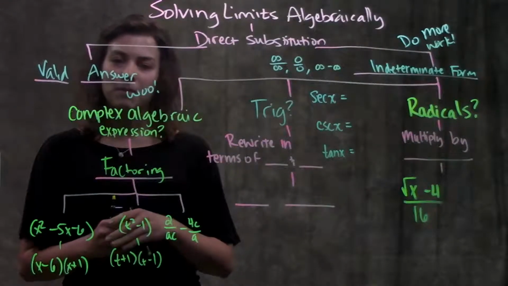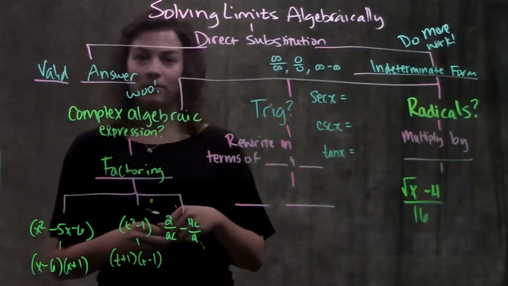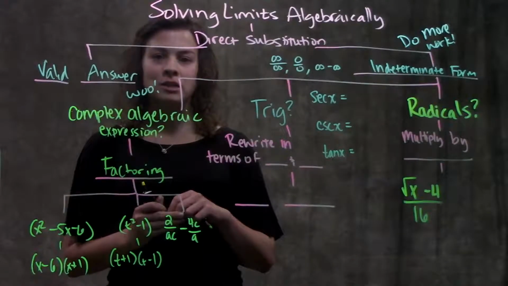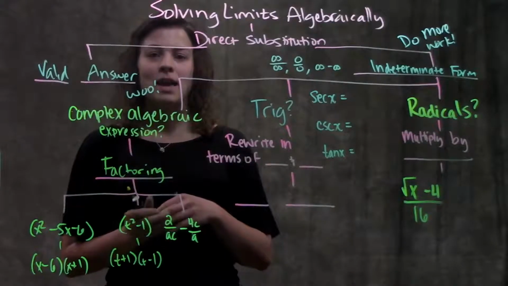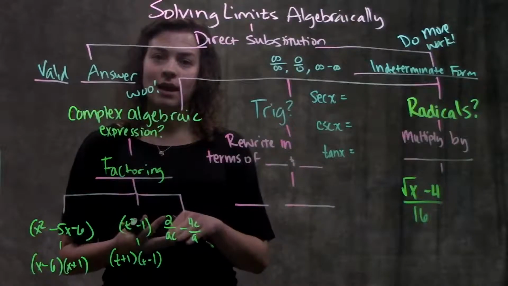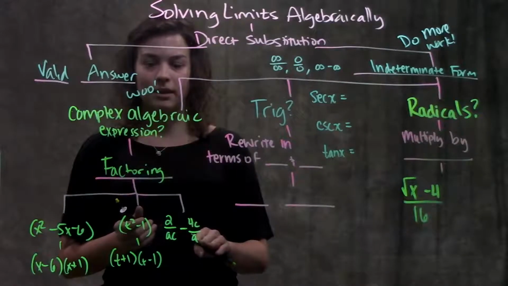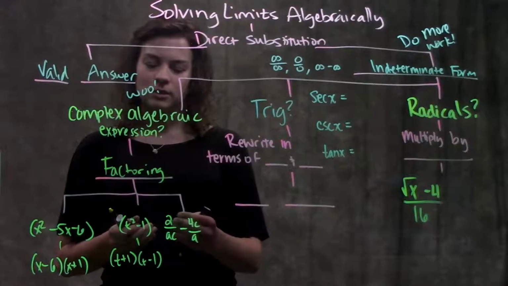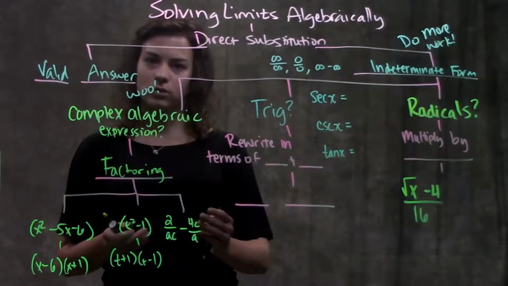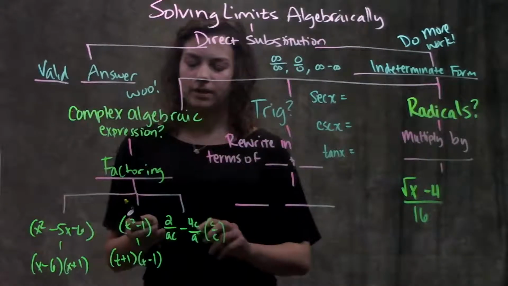Alright, and third type of algebraic expression you might see is if you have a bunch of fractions in your function. If you have a bunch of fractions, more often than not, it'll make it a lot simpler if you combine the fractions. And remember, in order to do that, to add or subtract fractions, they need to have a common denominator. So if we had something like this, where it's 2 over ac minus 4c over a, we'd have to multiply this by c over c, get a common denominator.